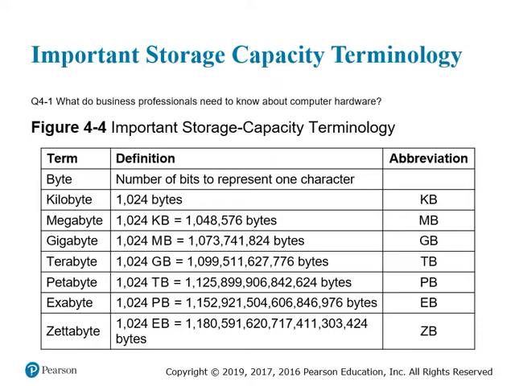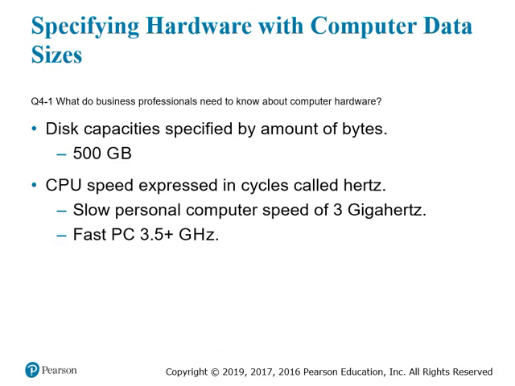All computer data is represented by bits. Data can be anything. It can be photos, recordings, currency amounts, whatever. Data can be all sorts of things, but they're built by bits. Disk capacities are specified by the amount of bytes. You'll see this if you're shopping for a computer, 500 gigabytes. CPU speeds are expressed in cycles called hertz. A hertz is like a cycle. Slow personal computer speed of 3 gigahertz. A fast PC would be 3.5 or more gigahertz.